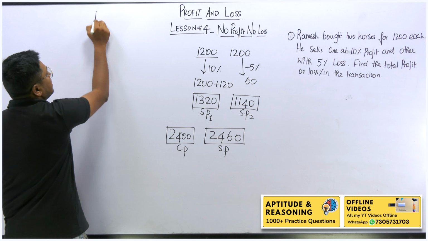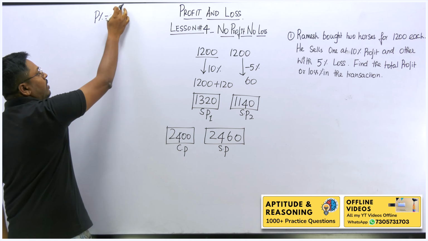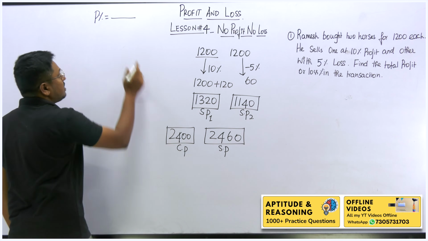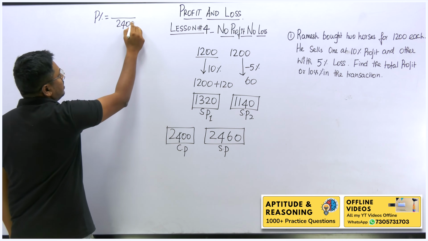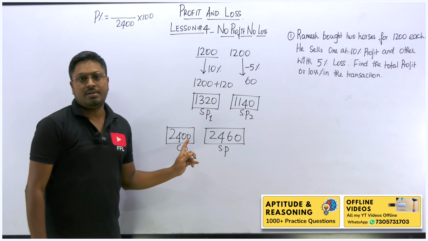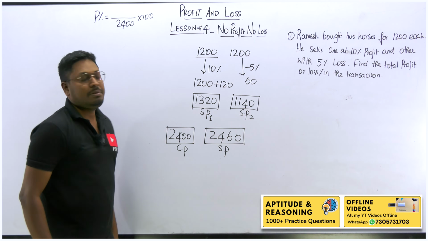So how will you find the profit percentage? We have learned it in the second lesson itself: profit divided by cost price into 100. The cost price is 2400, into 100. What about the profit here? 2400 is the cost price and 2460 is the selling price, so 60 rupees will be the profit.